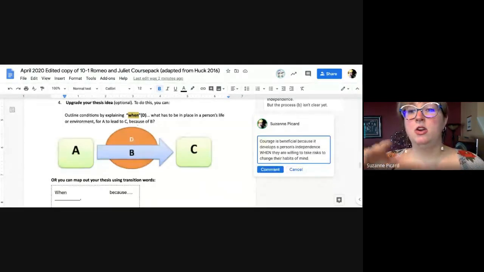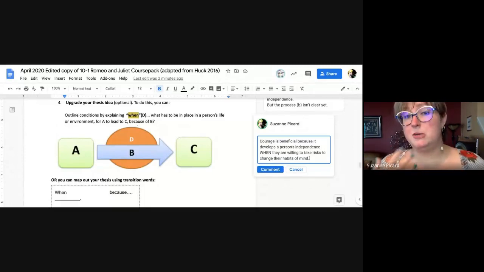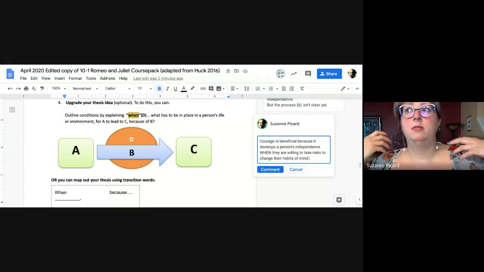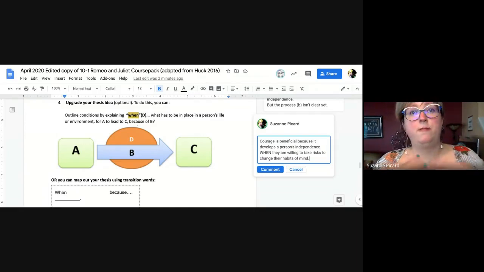So we're going to say courage is beneficial to people like Juliet because it develops a person's independence when they're willing to take risks to change their habits of mind. Okay, she takes a risk in investing in Romeo. She takes a risk by getting married to him. And there's some benefit there because she really loves him, and they have a very short season together where they're fully in, fully committed, fully happy. So I'm going to put that in as my condition.